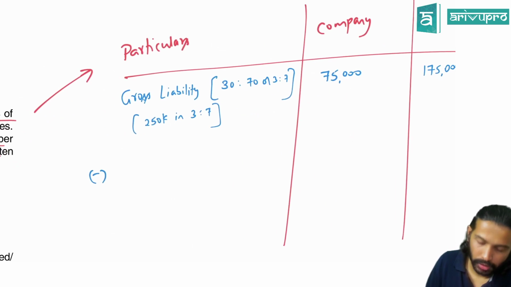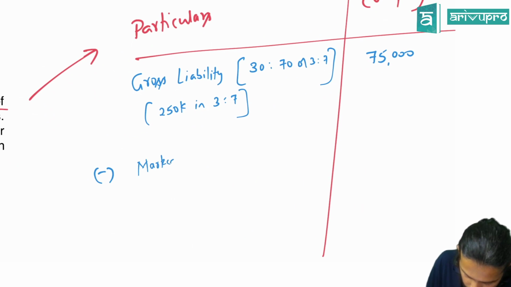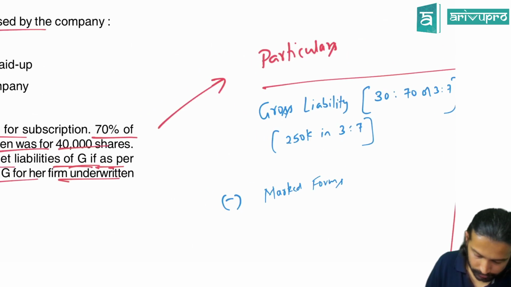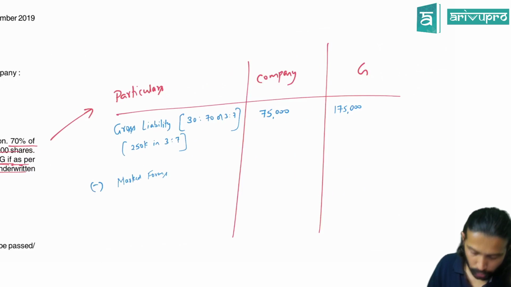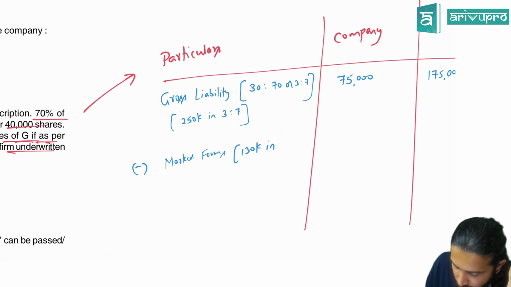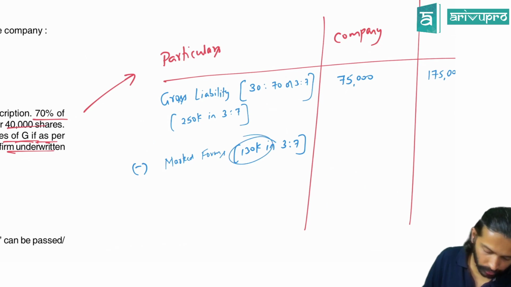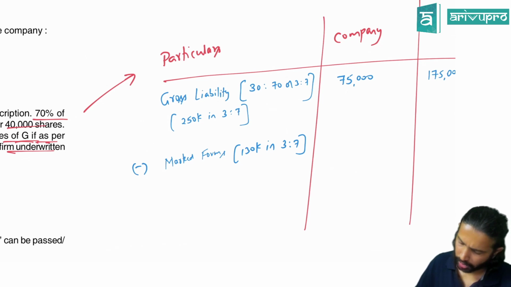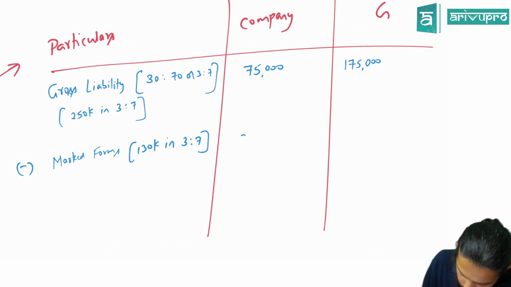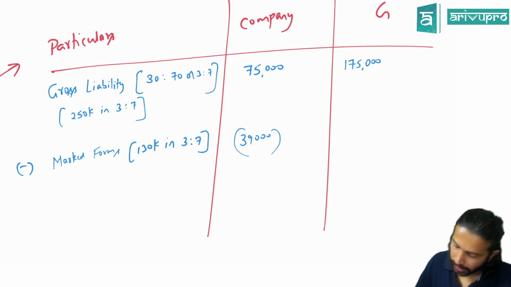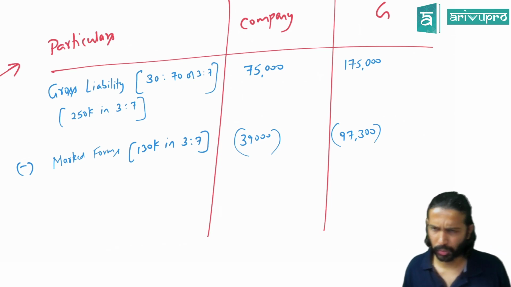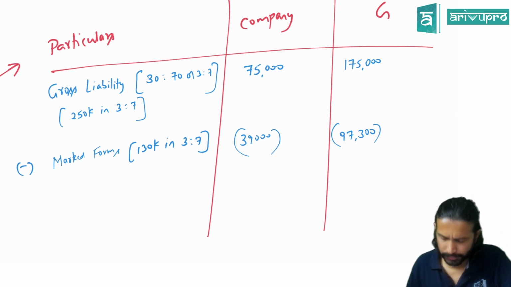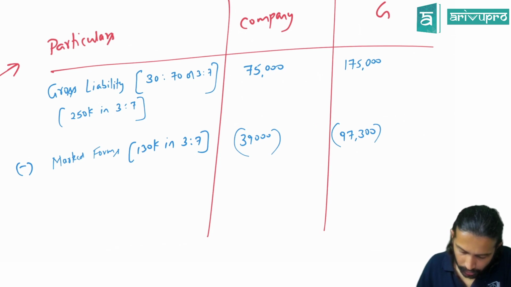From this first, what do we need to do? Deduct marked forms. How much is marked forms here? Yes. We received applications for 1,30,000 shares. But from whom? Don't know. So that means what we have to do? That 1,30,000 also you distribute it in 3:7 ratio. Because we don't know who sold, right? So think that in the same ratio, both of them have sold. 1,30,000 into 30%. How much? 39,000. 1,30,000 into 70%. How much? 91,000. So these many shares have already been sold. That means underwriter will not take up responsibility of this now. Whatever is unsold, that only underwriter needs to buy. Yes, correct. Done.